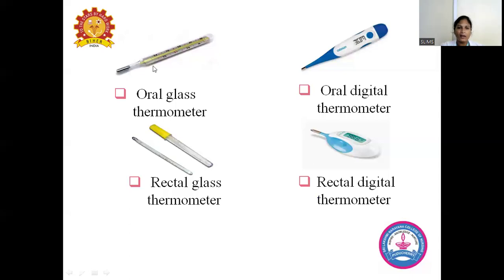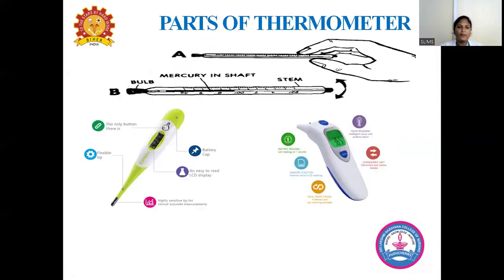This is the oral glass thermometer, oral digital thermometer, rectal glass thermometer, and rectal digital thermometer. Parts of the thermometer: this is the bulb and the mercury in the shaft, and this is the stem. We measure at the mercury in the shaft, and the bulb is placed in the underarm, oral or rectal region. This is the electronic thermometer and the tympanic thermometer.